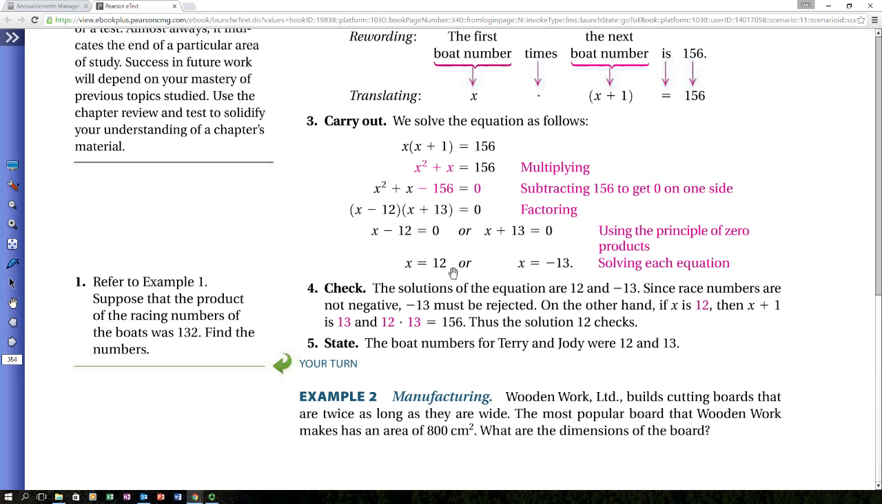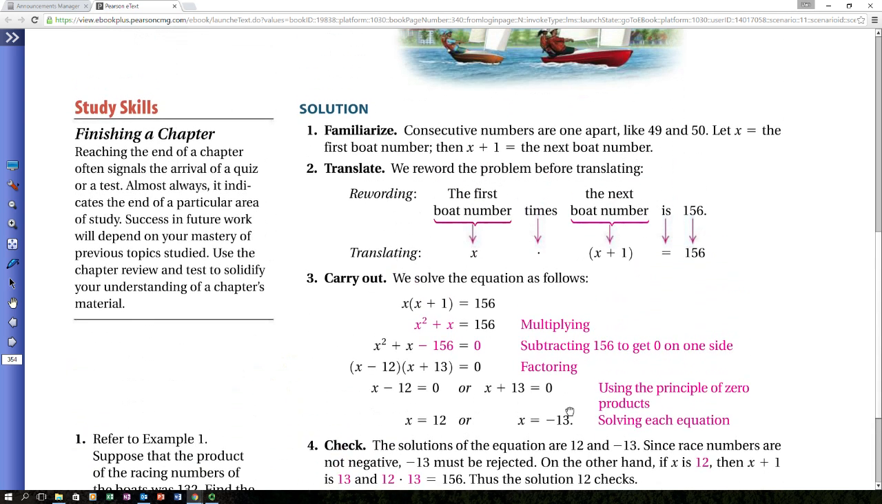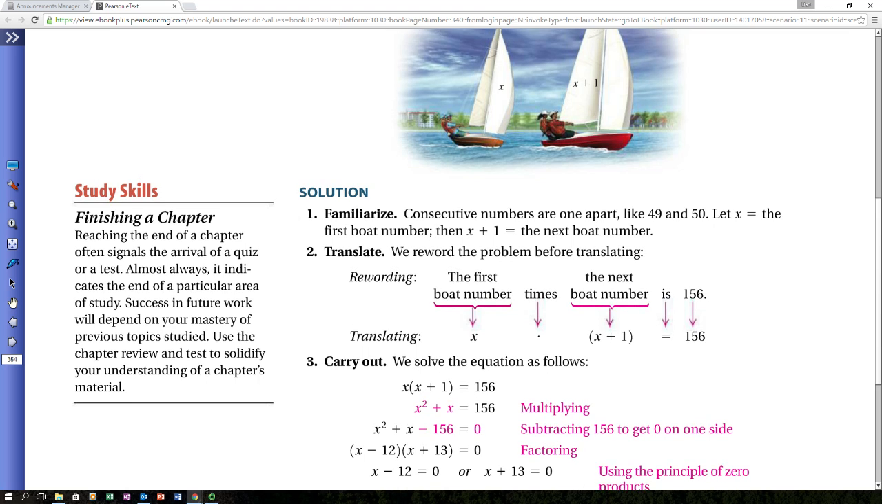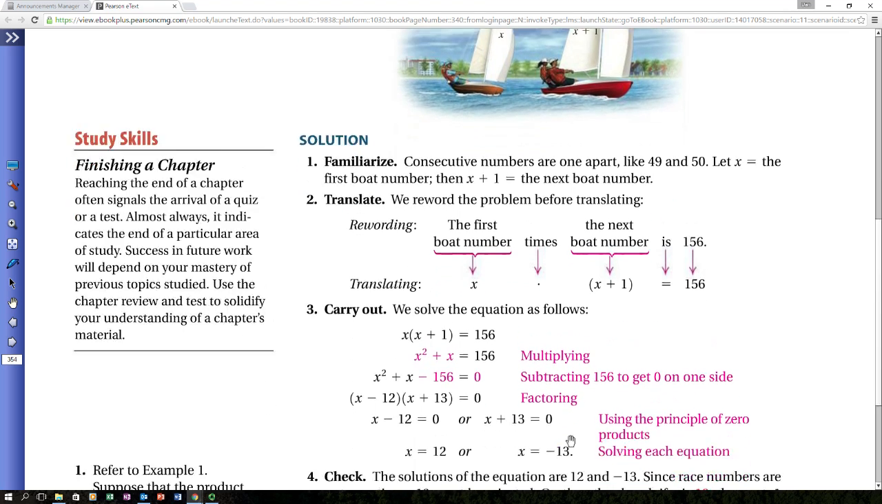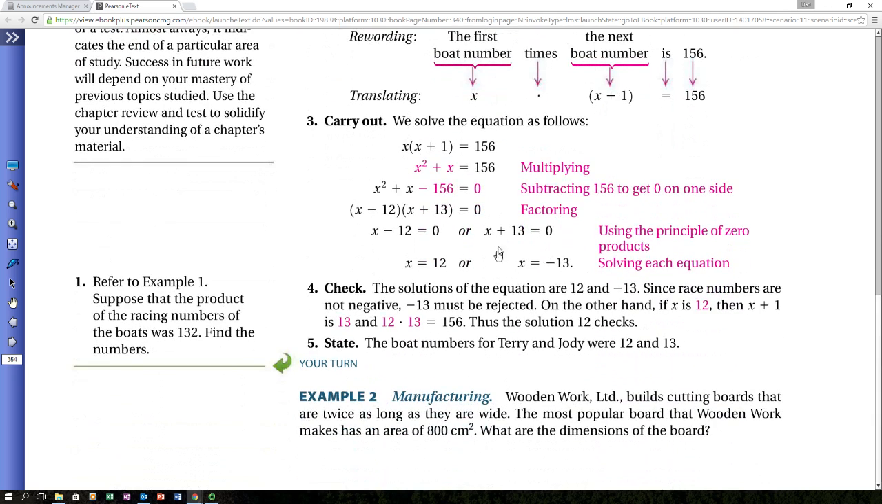So what we end up with is 12 and negative 13. And I see this happen a lot. There's actually two solutions to this quadratic equation, but then we need to go back into the real world. I don't think that they're going to have negative numbers on their boat numbers. They probably are going to be all positive.